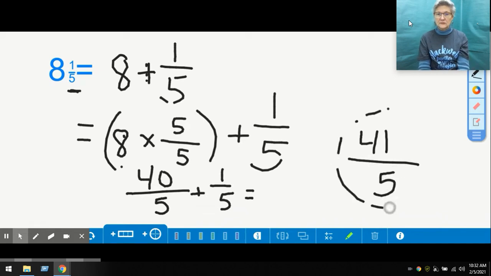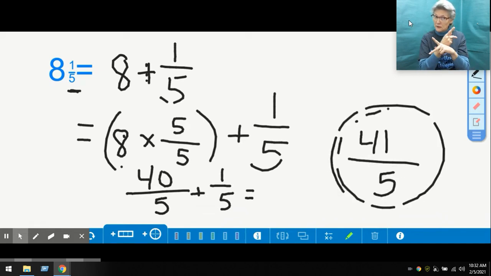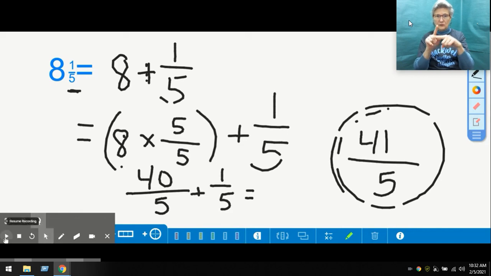So to review that, the reason that I multiplied my 8 times 5/5 over here is because I know that I have 8 wholes, right? And those 8 wholes are 5/5. They're the same thing, right? A whole, same as 5/5. So I'm going to figure out how many fifth size parts I have by multiplying my whole number 8 times 5/5, and then adding that 1/5 that I had from the mixed number. You're now going to try some of these problems where you take mixed numbers and turn them into fractions greater than 1.